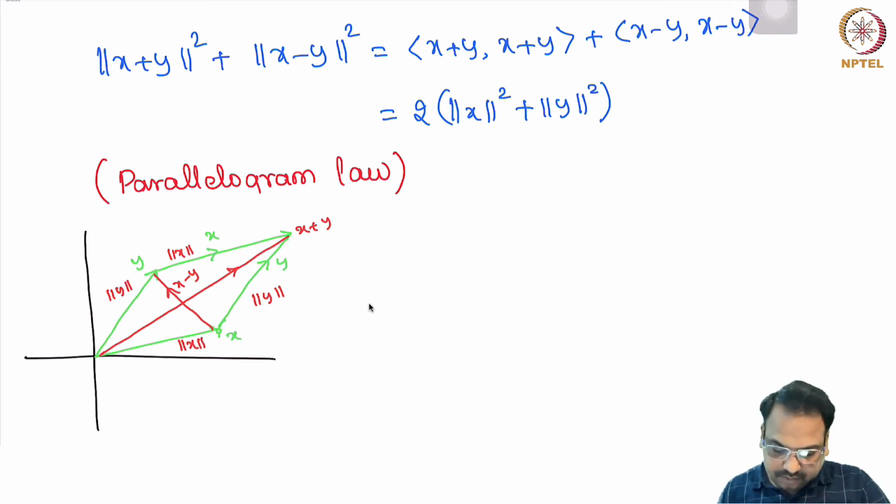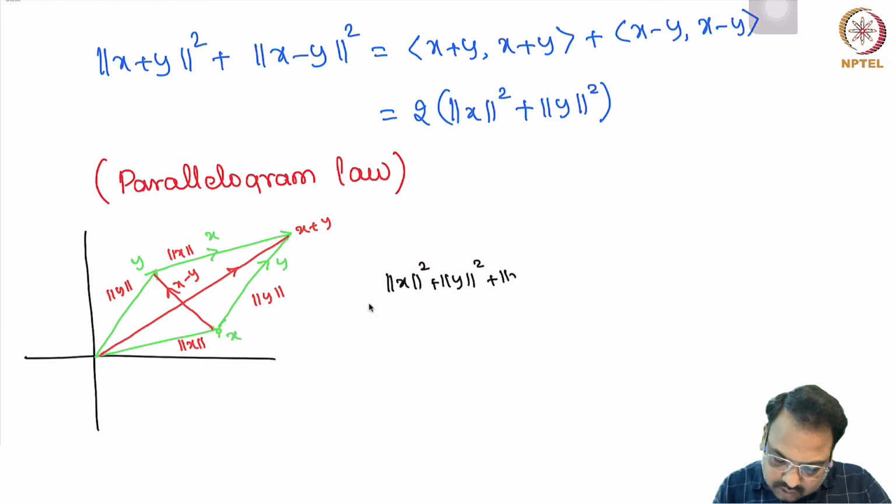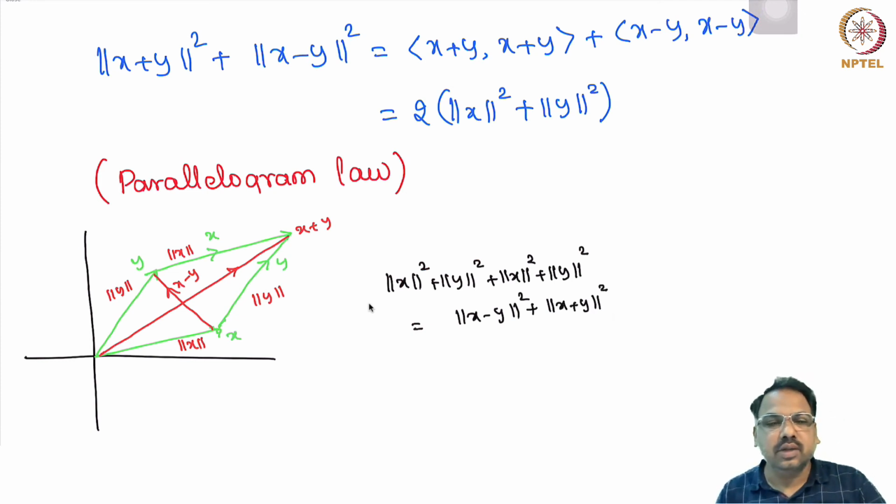This law says that if you take the squares of lengths of the sides and take their sum, then that is equal to taking the squares of lengths of the diagonals and taking their sum. In other words, we can say that norm of X square plus norm of Y square, norm of X square plus norm of Y square is nothing but norm of X minus Y square plus norm of X plus Y square. Of course, in this case, the norm is nothing but the modulus.